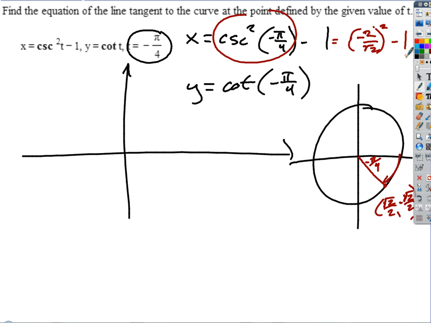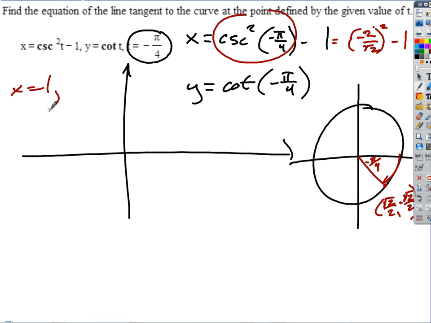Okay, so how about this? If I square this, negative becomes positive, right? 2 squared is 4. Square root of 2 squared is 2. So 4/2 is 2, minus 1, is 1. So we get x equals 1. What about y?